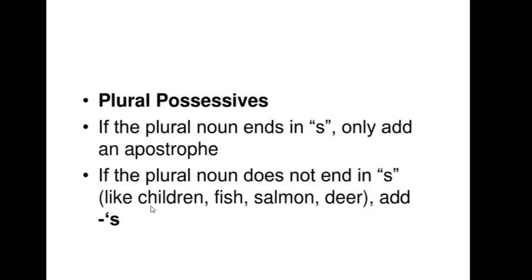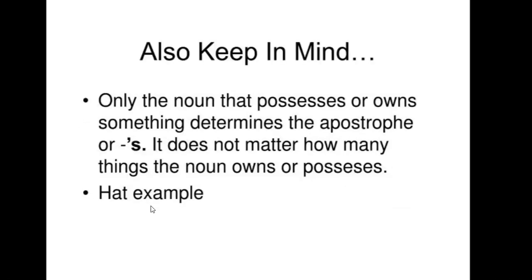And the plural possessives. If the plural noun ends in s, only add an apostrophe. If the plural noun doesn't end in s, like children, fish, salmon, deer, add only 's. Also keep in mind, only the noun that possesses or owns something determines the apostrophe or s. It doesn't matter how many things the noun owns or possesses. Have example, yes?